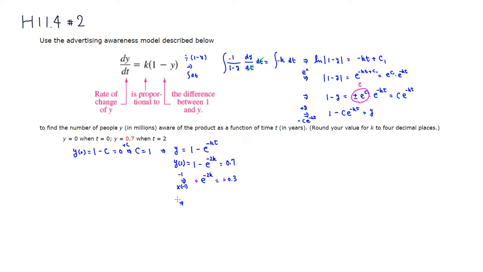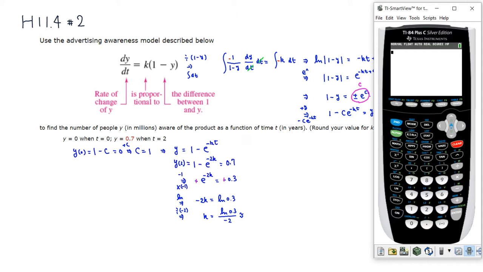Then we can take the natural log of both sides. You get negative 2k is equal to natural log of 0.3. Then we can just divide through by negative 2. So k is equal to natural log of 0.3 divided by negative 2. Let's compute this value. I'm going to open up a calculator. We want to find natural log of 0.3 divided by negative 2.